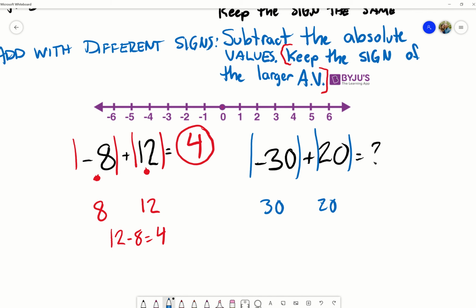Bigger number minus little number. So what is 30 minus 20? Well, that's 10. So I know that my answer will have a value of 10. And then to know if that value will be positive or negative, I look to say, well, do I have more positives or more negatives? Over here, I have 30 negatives, and over here, I have 20 positives, so the negatives are more. So my answer here would be negative 10.